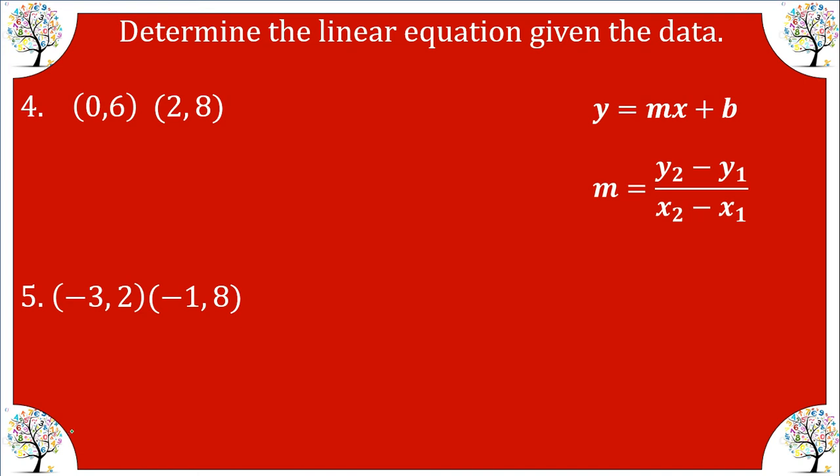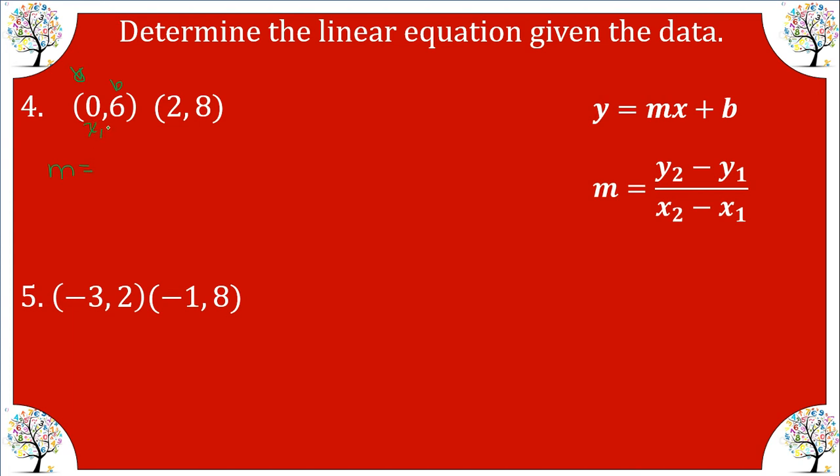Now let's find the linear equation. Same idea, but instead of a whole set of ordered pairs, we're just given 2. So number 4, the first thing I'm looking for is, do I have the y-intercept? And I do, 0, 6. So this is my b value. Now we just need to find slope.